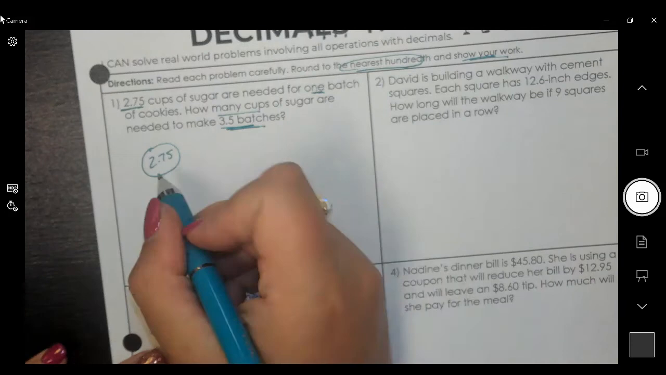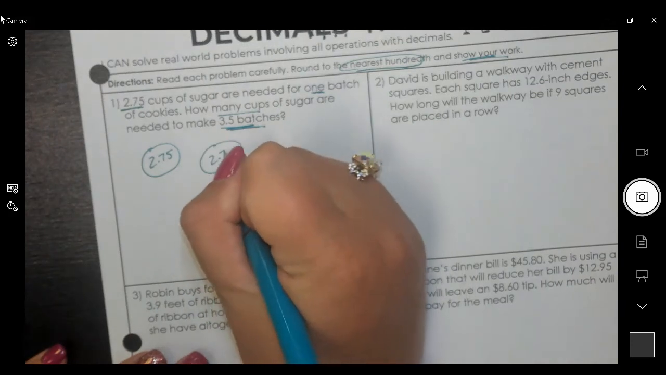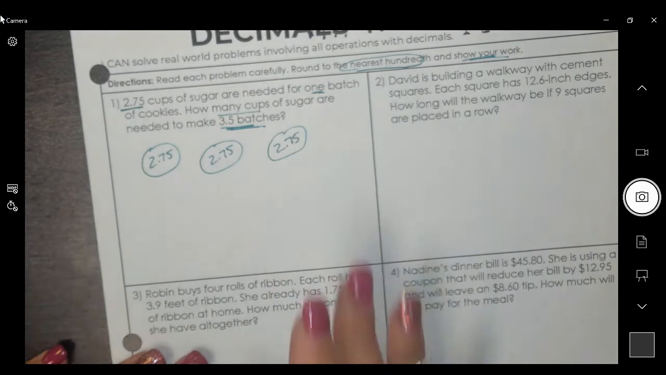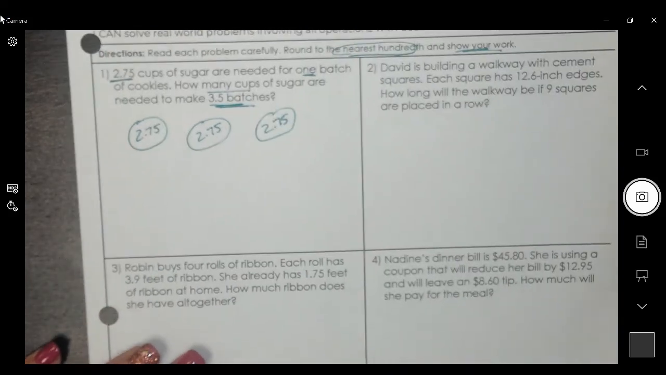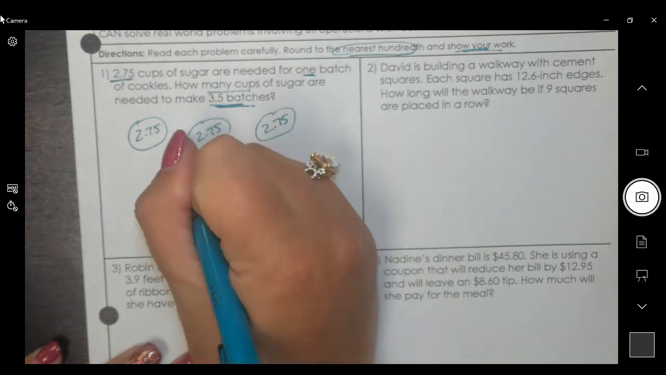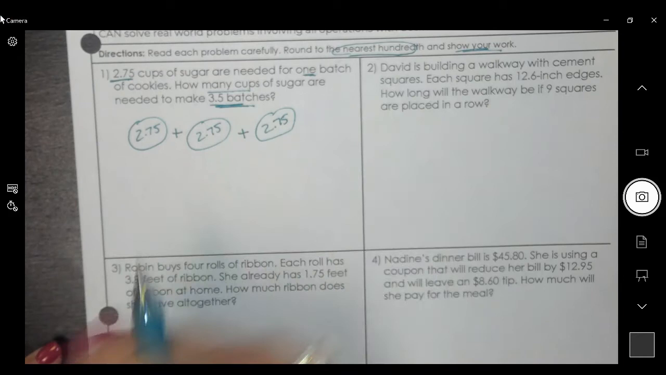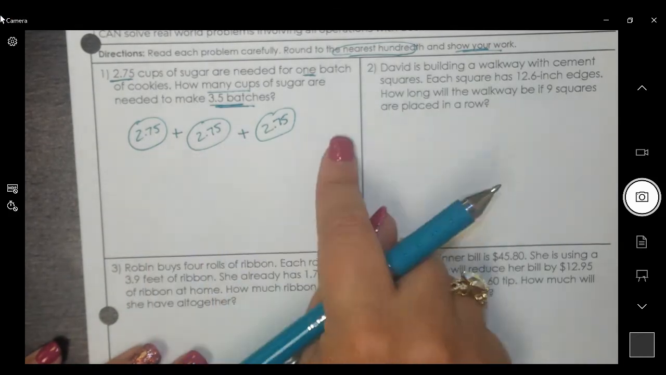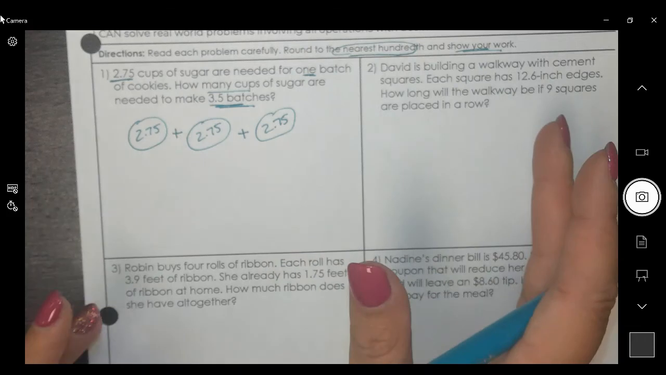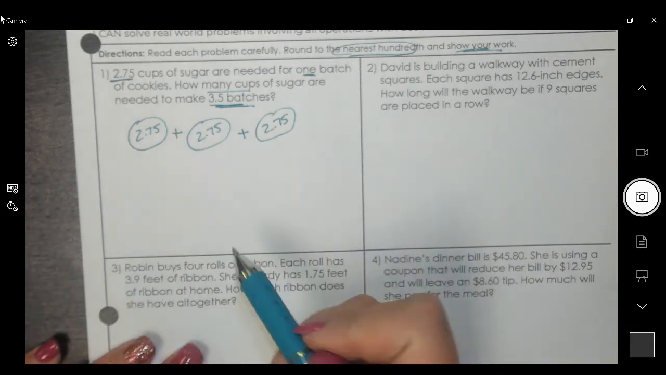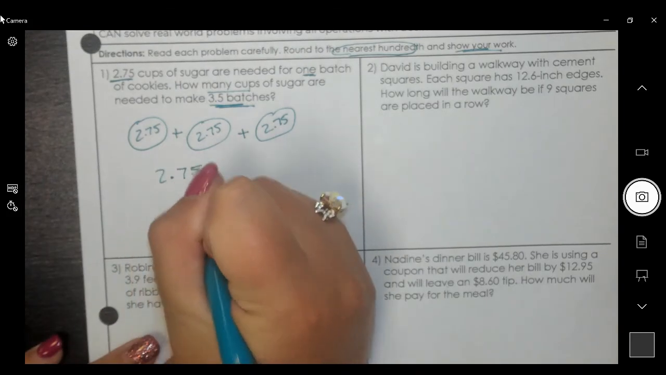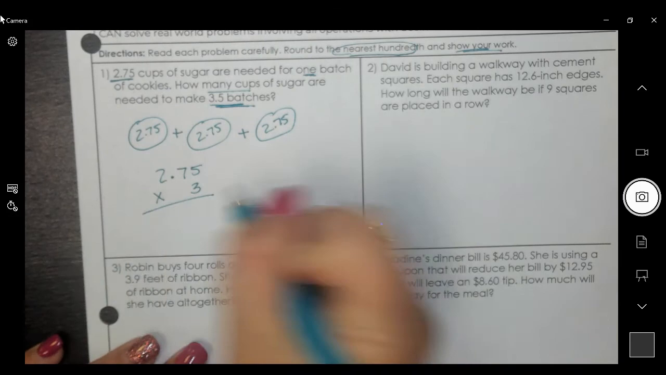I like to draw pictures. So there's 1, there's 2, there's 3. So you have 2 different options here. And those 2 different options for solving this problem is, what do you think? You can either add the 3 numbers together, but you're doing repeated addition. What operation is repeated addition? Multiplication. So you either can add those 3 together, or you can do 2.75 times 3.